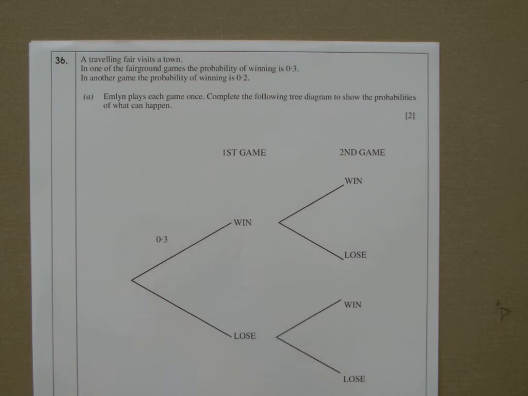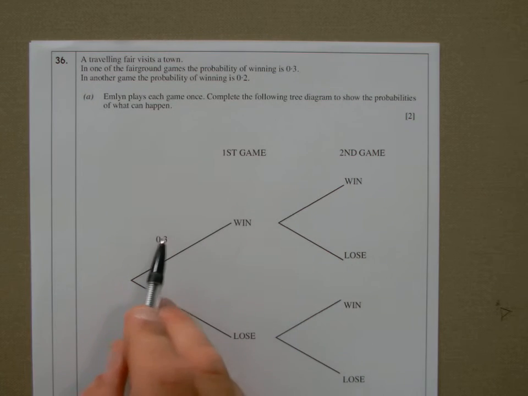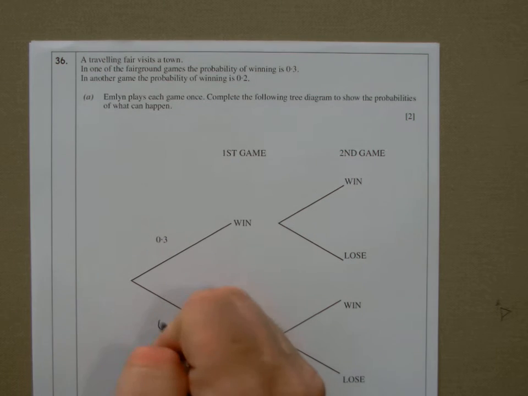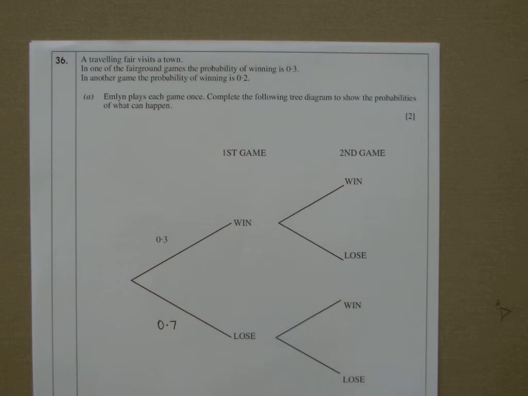Now, the first game he plays, as I said, the probability of winning is 0.3. So we need to put then, what's the probability of losing here? Well, remember, probabilities have to add up to 1. So if it's 0.3, it's going to be 0.7, isn't it? That's what's left then for losing. Okay, so you've got more chance of losing there.